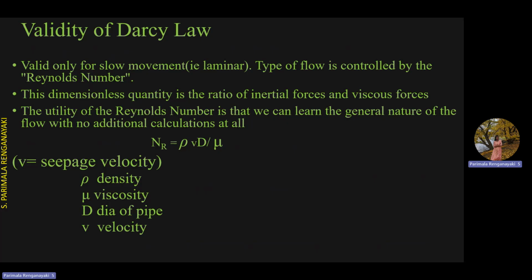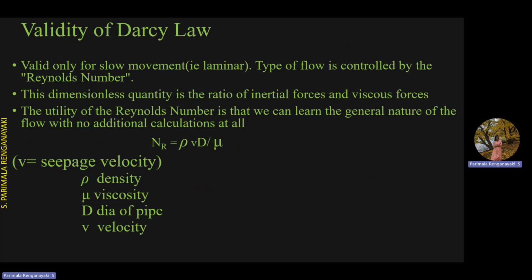Now, can we tell, in case the water is moving between the clay particles, do we call that a laminar flow or turbulent flow? We call that a laminar flow. Okay, in case we have so many fractures in the rock.